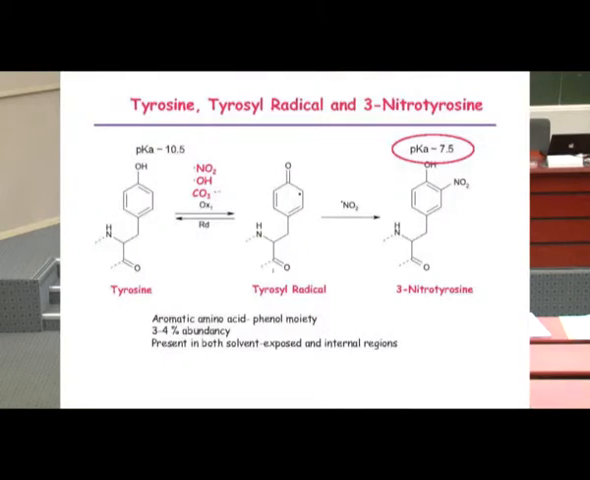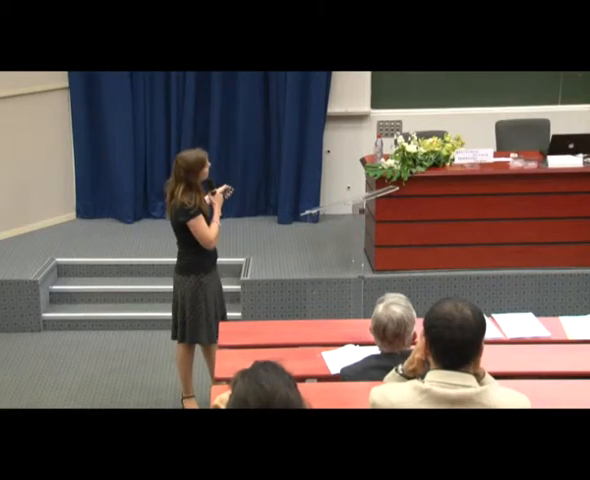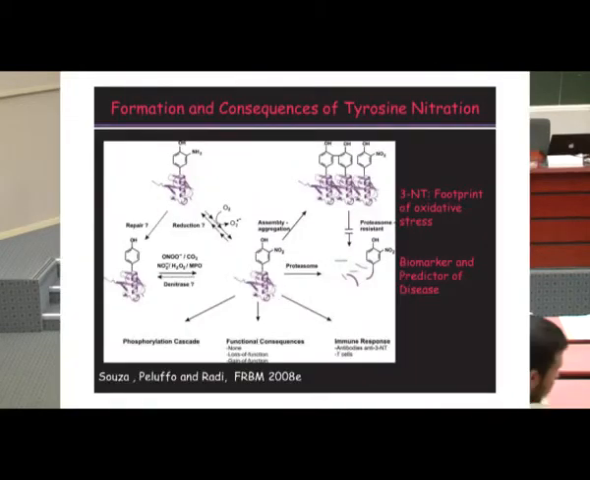Lipid peroxidation and protein tyrosine oxidation are mechanistically associated events in hydrophobic biocompartments. So, tyrosine is an aromatic amino acid present in proteins in relatively high percentages, and due to its phenol moiety, it has an intermediate value of hydropathy, and therefore it may be present both in solvent-exposed and internal regions of proteins. When tyrosine becomes oxidized by oxidants such as NO2, hydroxyl radical, or carbonate radicals, tyrosine radical is formed, and in the presence of NO2, 3-nitrotyrosine will be formed.